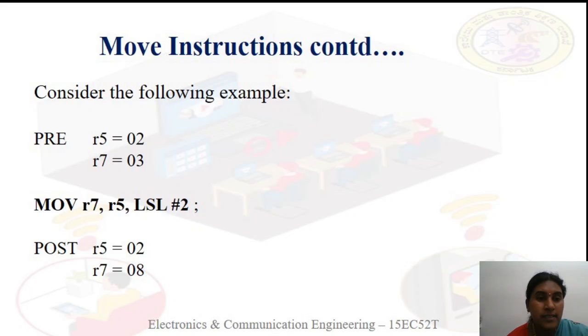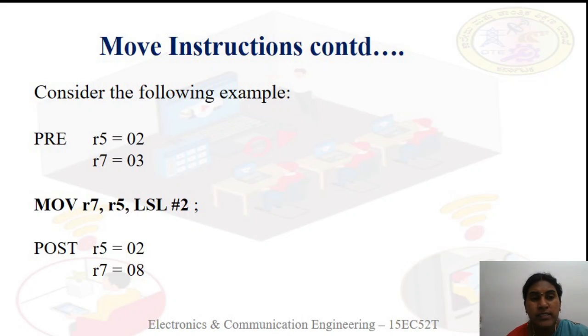Consider one more example here. Here I took R5 is equal to 02 and R7 is equal to 03. Then I put one instruction here, MOV R7, R5, LSL #2. Dear students, what do you mean by LSL? LSL is nothing but logical shift left.